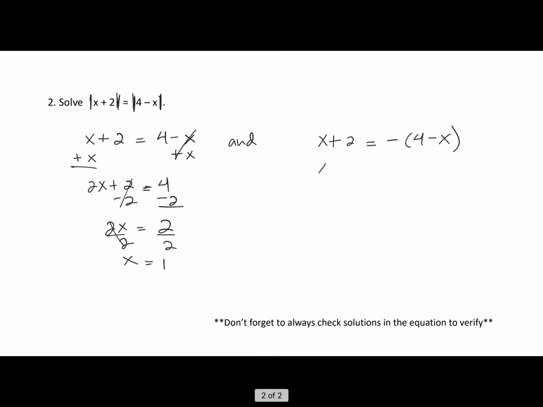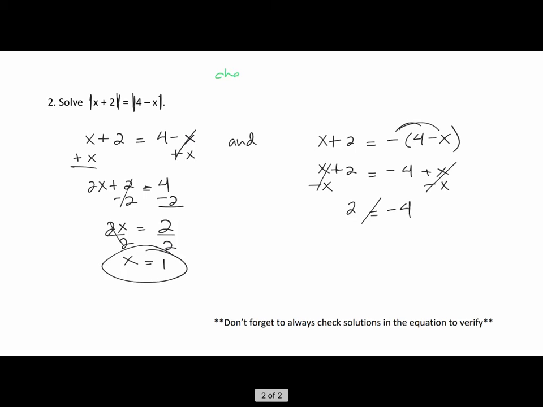Now on the opposite, I'm going to distribute that negative. So minus 4 plus x. And then linear equation, let's just solve for x. So I'm going to subtract x from both sides. Then 2 equals negative 4. And my variable is gone. And you know what that means? It doesn't give me a solution. So I only have one solution in this case when that happens, and that's okay.